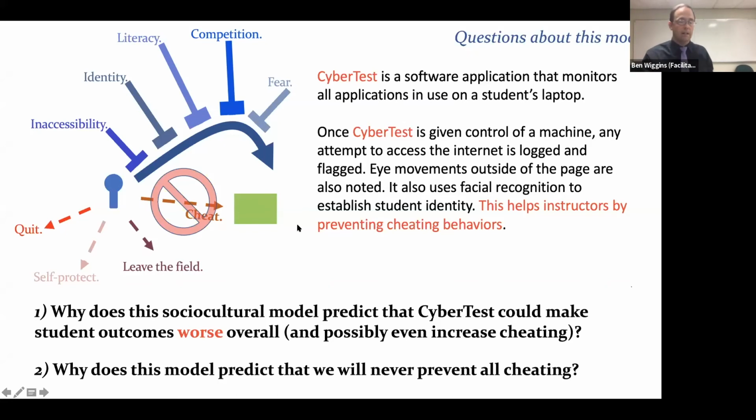I'll take a volunteer here. On number 2, why does this model predict that we will never stop all cheating?